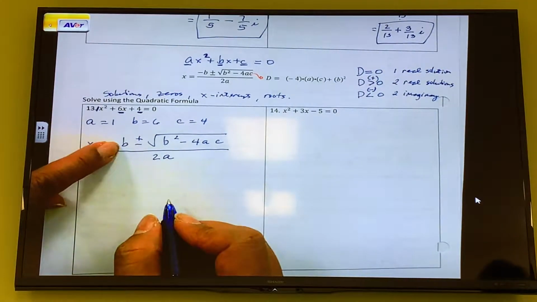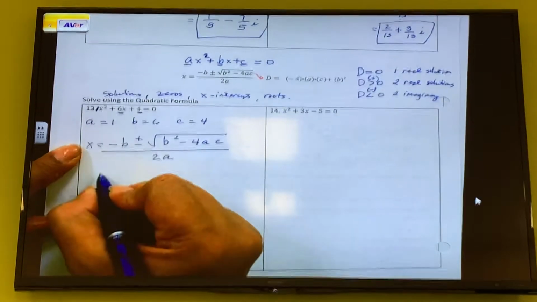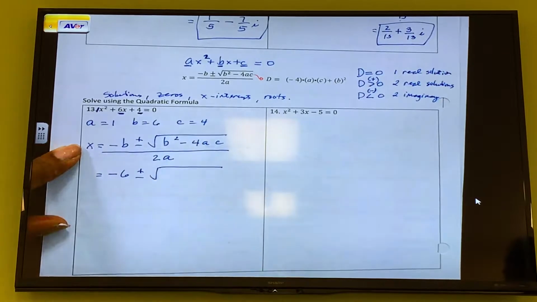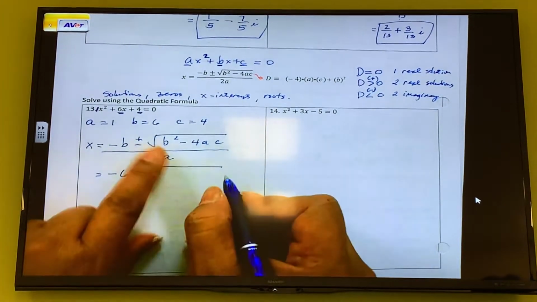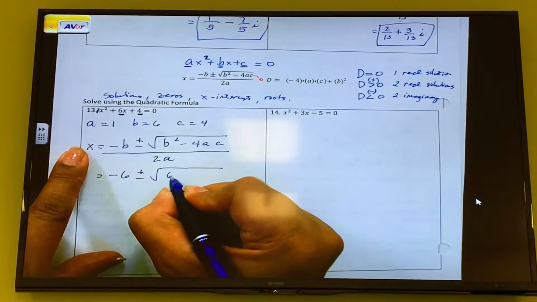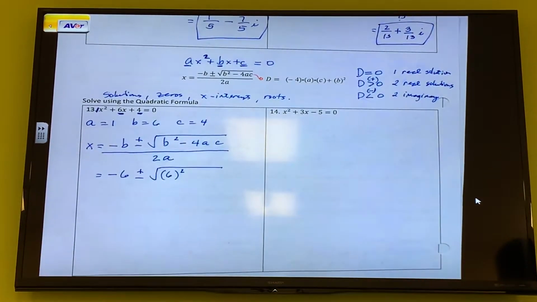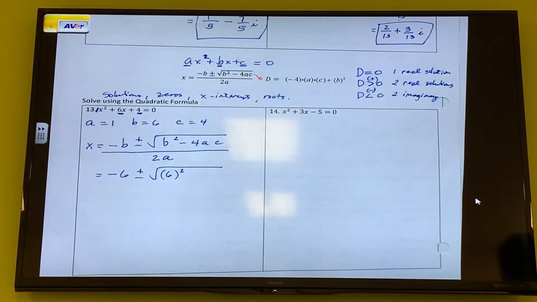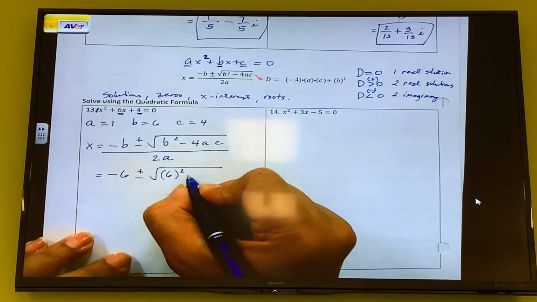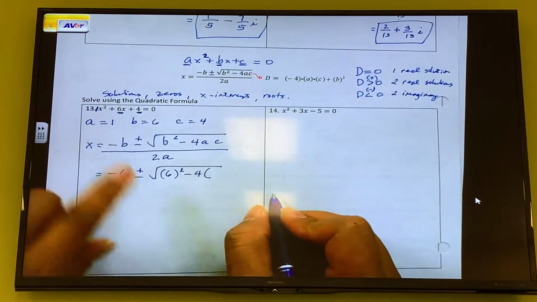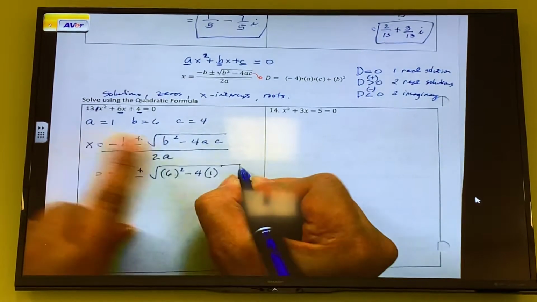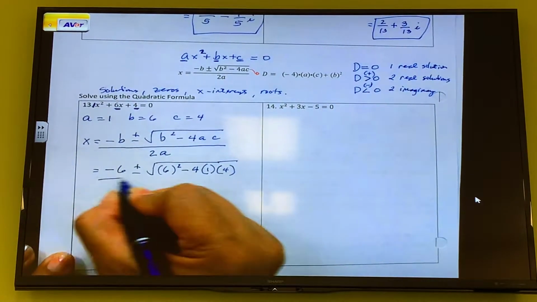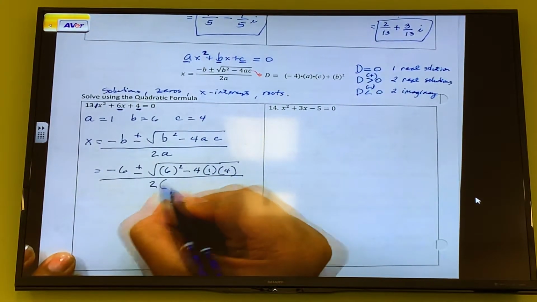First thing I'm going to plug in is the b, and our b is 6, so that means negative 6 plus or minus. Then I plug in what's inside the square root sign. Start with b, which is 6, so this will be 6 squared. Anytime you square, even if your b is negative, the answer is positive. When you square, you always end up with a positive number. So minus 4 times a, which is 1, times c, which is positive 4. Then in the denominator, 2 times the a, which is 1.